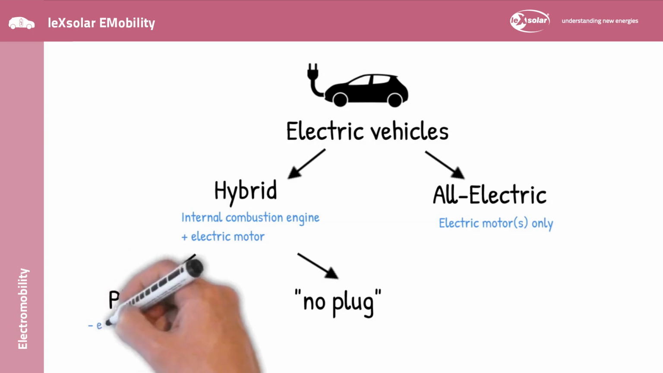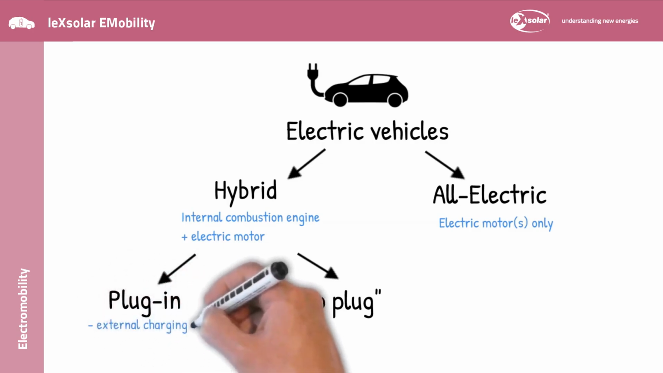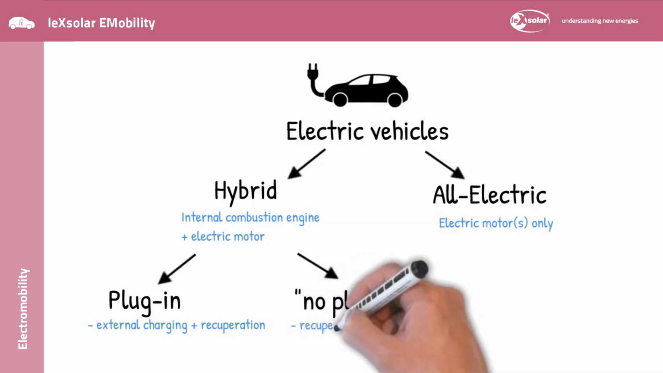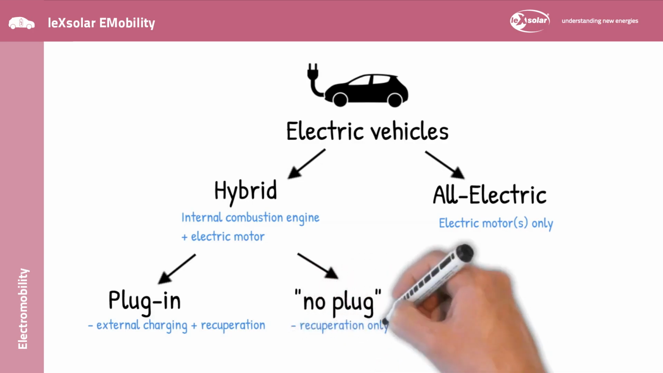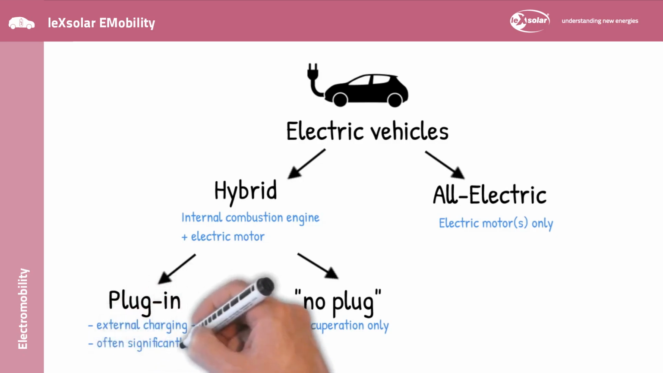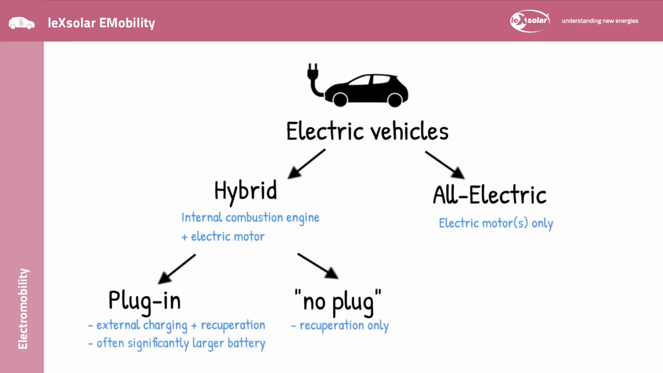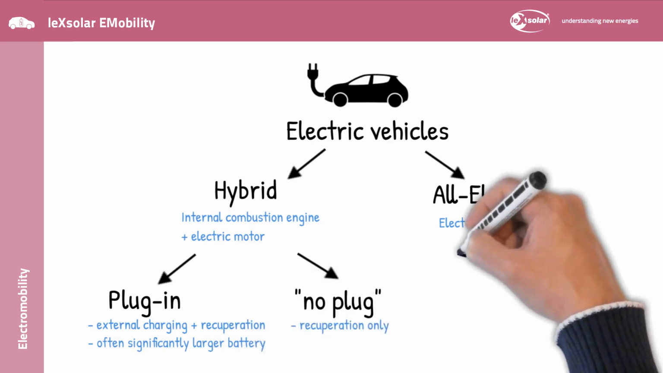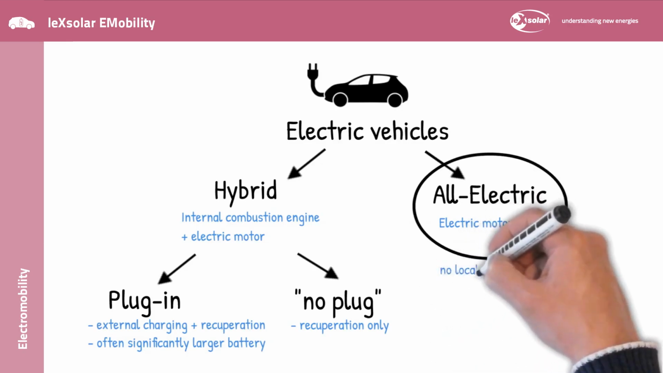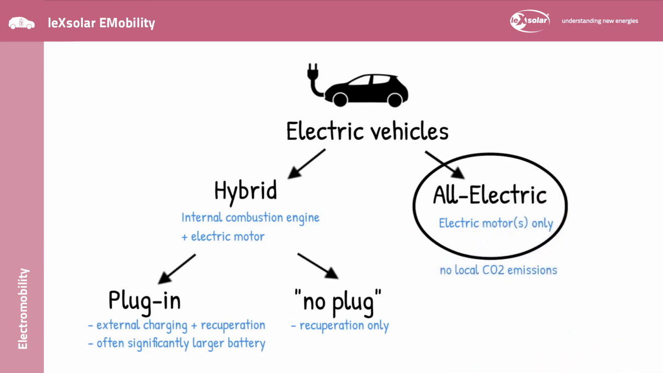Plug-in hybrids can have the battery charged externally, while the others can only be charged by recuperation, which means feeding energy back when the vehicle brakes. Plug-in hybrids also generally have a significantly larger battery capacity. In the following, we'll focus on fully electric cars that no longer have an internal combustion engine and thus do not produce any local CO2 emissions.